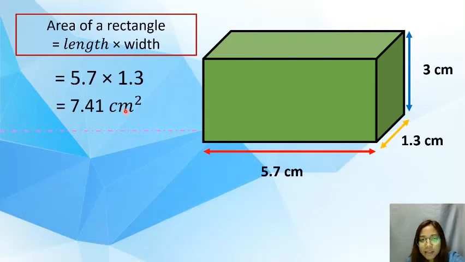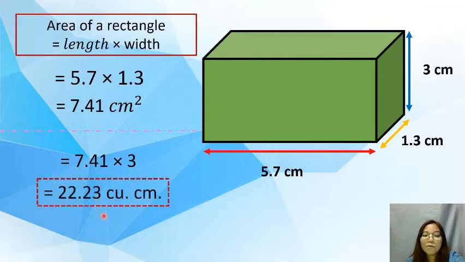So is that the answer for the volume of the cuboid? No, because that is the area of a rectangle only. To get the volume of the cuboid, we need to multiply it by the height of the cuboid. So 7.41 times 3 is equal to 22.23 cubic centimeters. So that means this is how we get the volume of a cuboid.